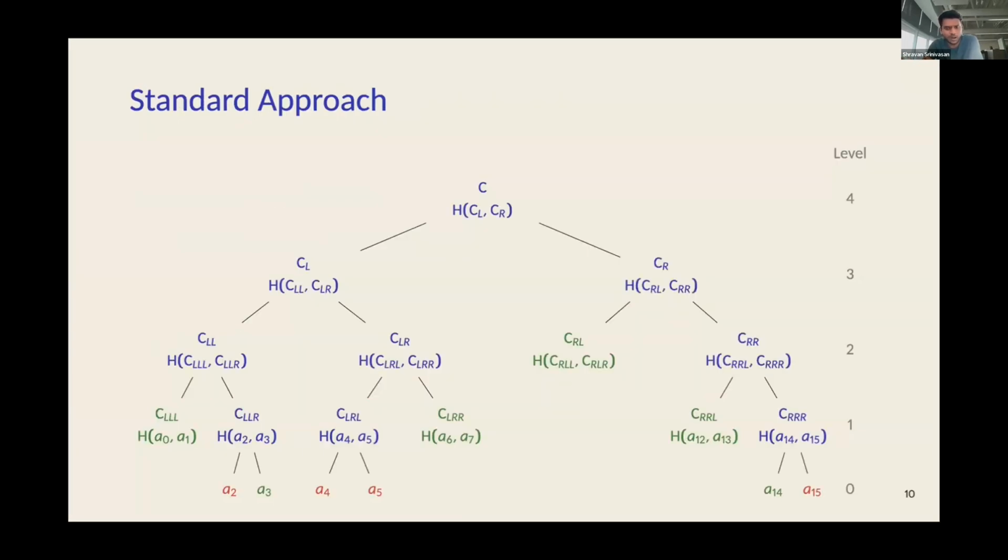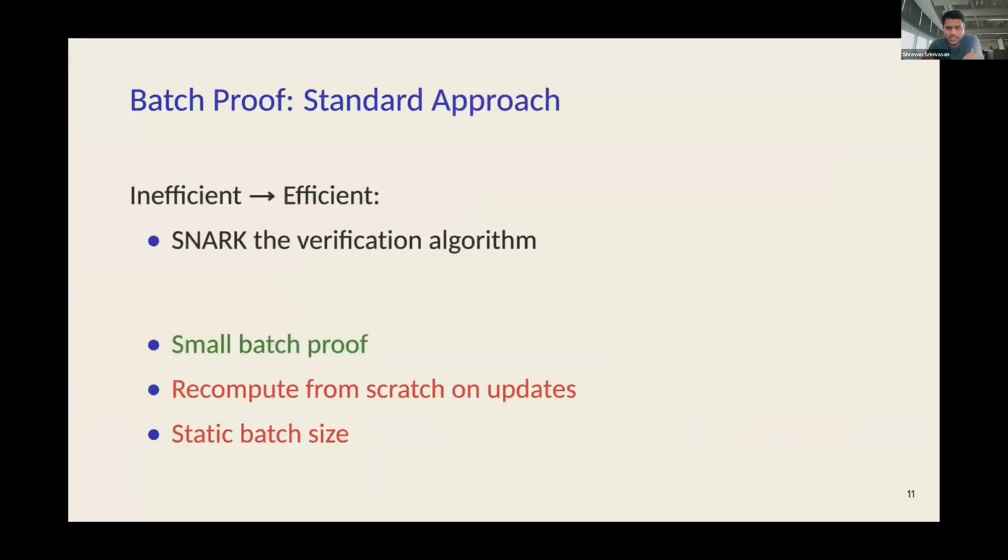So obviously this mainly checks one proof at a time. Can we do better is what this book broadly tries to look at. So this inefficient batch proof, which is essentially a concatenation of all the individual proofs, can be made into an efficient version. All you have to do is take the verification algorithm and simply SNARK it.